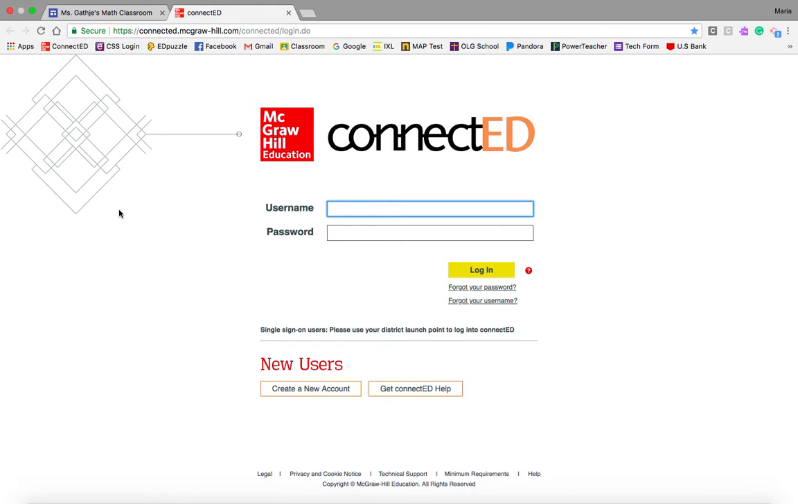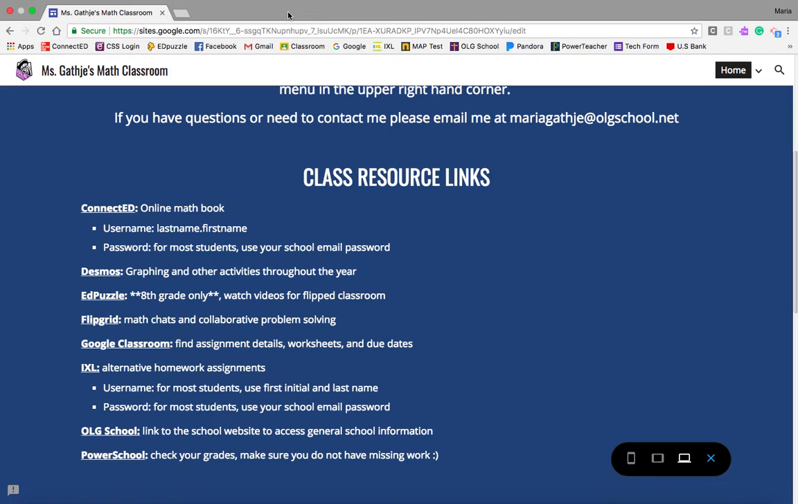So all of these websites are linked. For example, this is our math textbook. So the students and the parents would be able to access that.